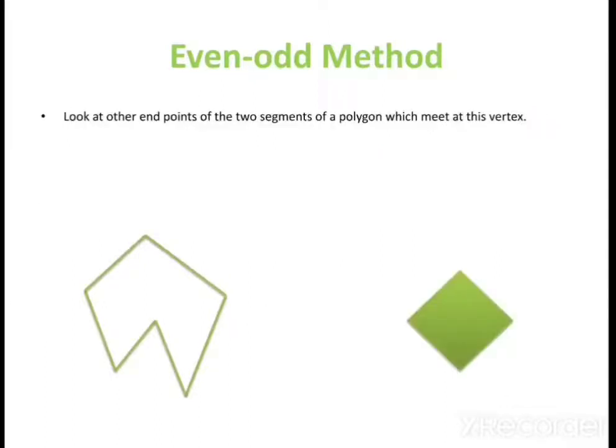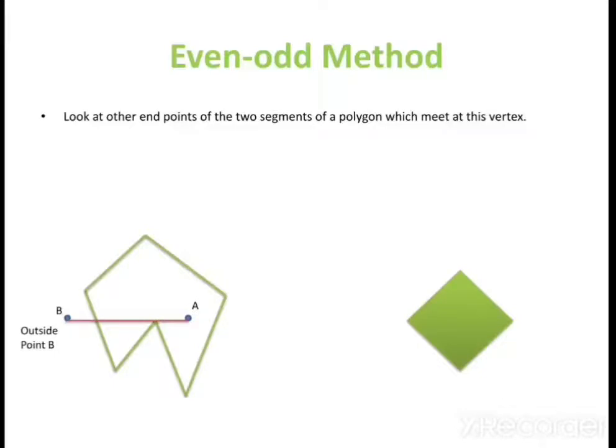For this, we look at the other endpoints of the 2 segments of the polygon which meet at the vertex. Suppose this is a point, or we can say the point in question, and we have to find whether this A is inside or outside the polygon. So, this is my point in question. Next, this is the point B which we are taking, which is surely outside of the polygon. We are taking this point purposely so that it is outside of the polygon, completely outside. Then we are joining one line with this point.